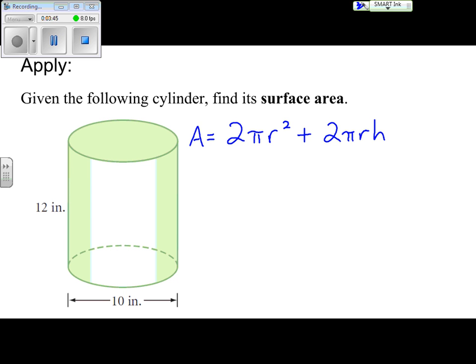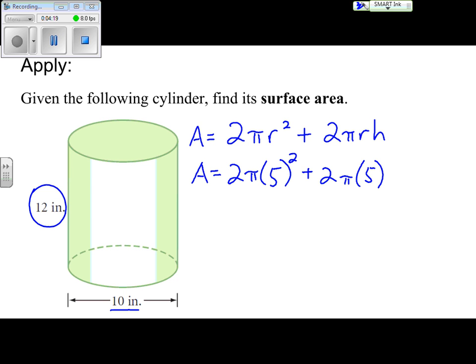Unfortunately, we are not given one of those variables on the labels on our picture. What we are given is the total width, if you will, of one of these circles, or of this overall cylinder. So that would be like its diameter. And to turn diameter into radius, we have to divide by 2. Since 10 divided by 2 is 5, that is our radius. So as I start to fill in this area formula, I get 2 pi times our radius, which is 5. Again, the 5 was half of our diameter, squared, plus 2 pi radius again, still 5. And now we need the height, and that's the height of the overall cylinder, also the height of the rectangle that's wrapping around it, which is 12.